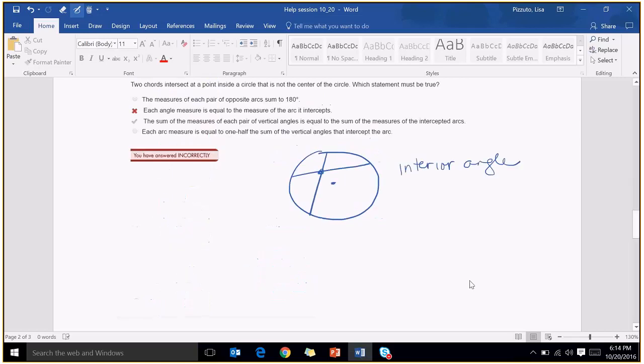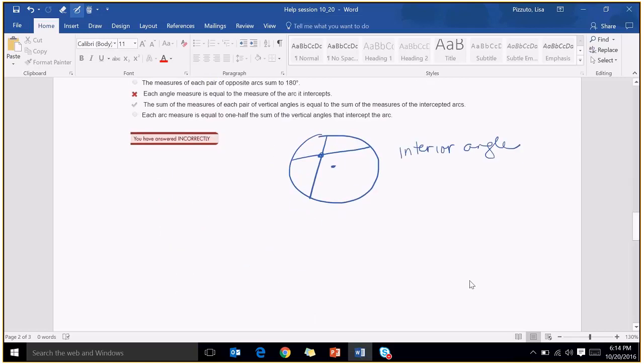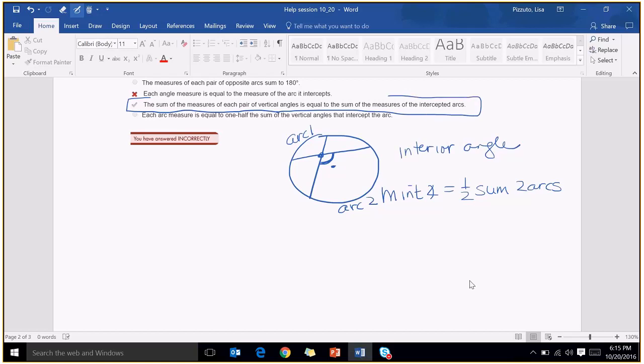So then the only other choice is what we call an interior. So the measure of an interior angle is equal to half the sum of the two arcs. So let's say this is arc 1 and this is arc 2. Then this angle here would be half the sum of these two arcs. And so that's what it's saying here. The sum of the measure of each pair of vertical angles is equal to the sum of the measure of the arcs.